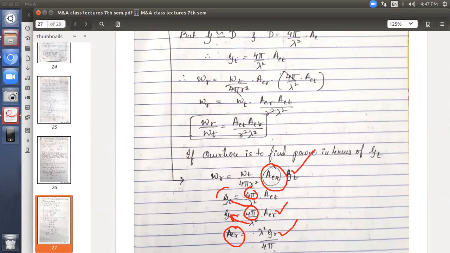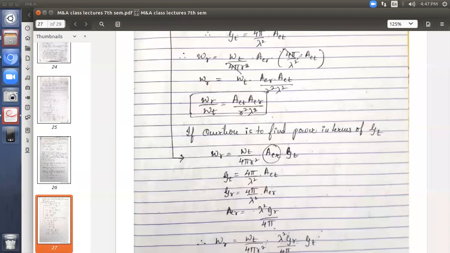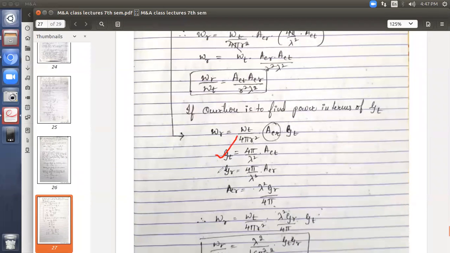We will not touch GT because we want power in terms of gain only. GT is already there. Let us try to introduce GR in the equation. How to do that? Using this formula. Similarly, we have written GR, and from this try to find the aperture so that we can substitute for aperture because aperture has GR term. So if you use this, this will be your AER. Now substitute this AER in this equation.